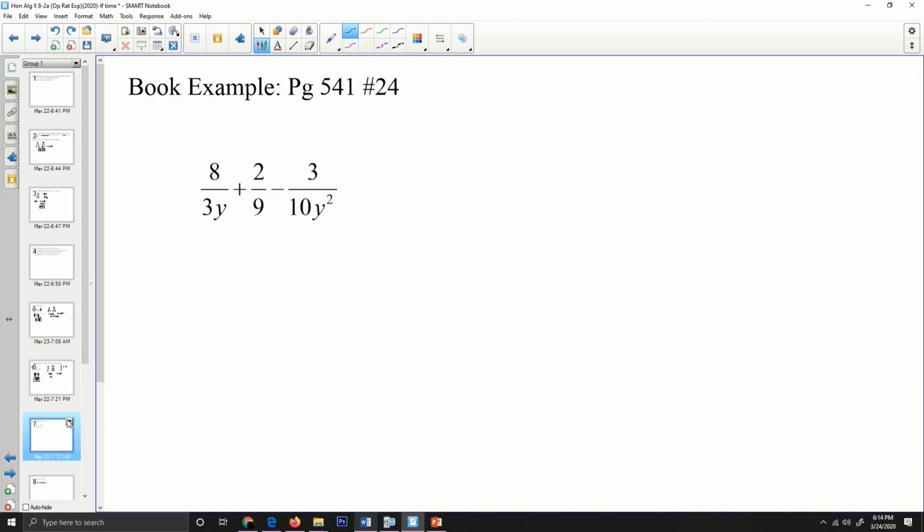All right, another one. Let's take a look at this thing. So I am adding two fractions and subtracting. So I'm actually doing a sum and a difference of 3 fractions. So I need to find a least common multiple for all 3 of these terms. Now, you could probably start doing some of this in your head. And just to do one more time here, 3y has 2 factors. It's going to have 3 and it's going to have y. And 9 has 2 factors, 3 times 3.